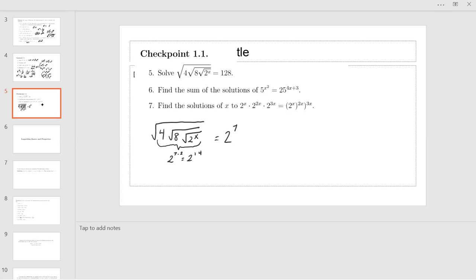Now, since this inner part is equal to 2 to the 14, this part should be equal to 2 to the 14 divided by 4. And we know that 4 is equal to 2 squared. Hence, this part should just be equal to 2 to the 12. So we're left with this.